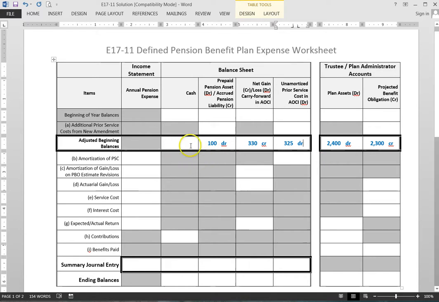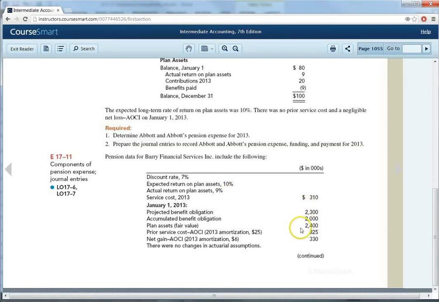Okay, so those are our beginning balances. We don't have any knowledge about what our beginning cash balance is, so we really don't care what that is. And that's the starting point. And we've already used a significant portion of the information that we need for this particular problem.